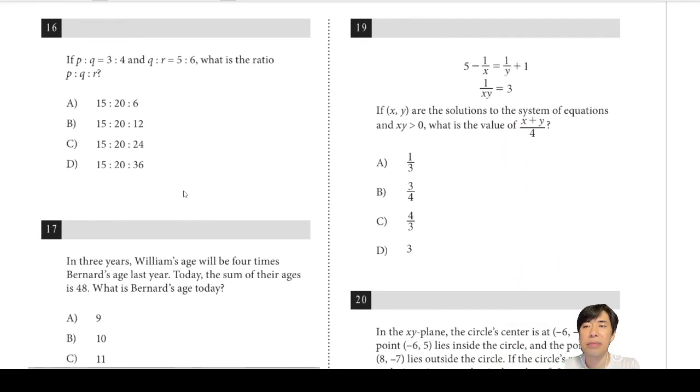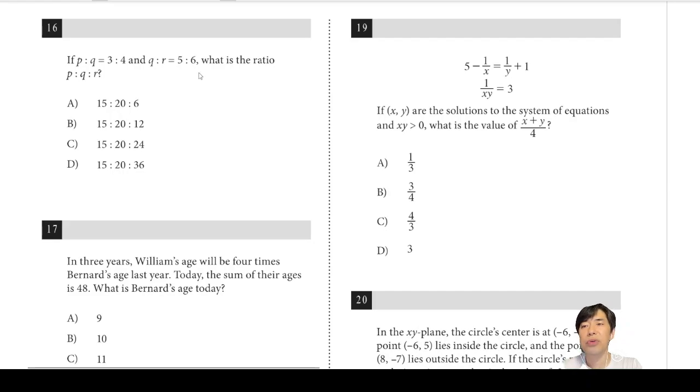16. If P to Q is equal to 3 to 4 and Q to R is 5 to 6, what is the ratio of P to Q to R? So P to Q is 3 to 4. Q to R is 5 to 6. So this number is different, so you have to make this one the same.